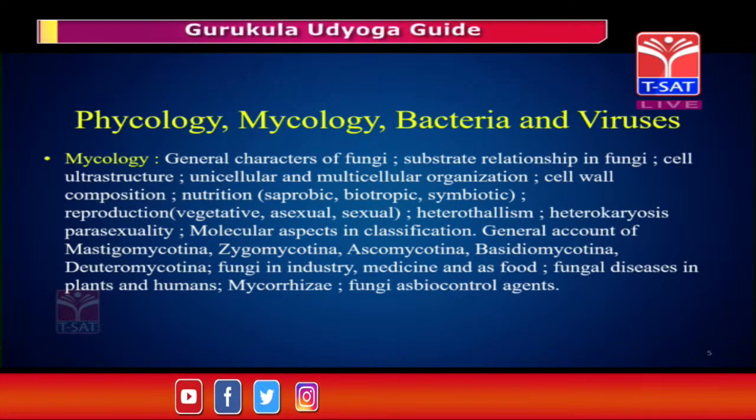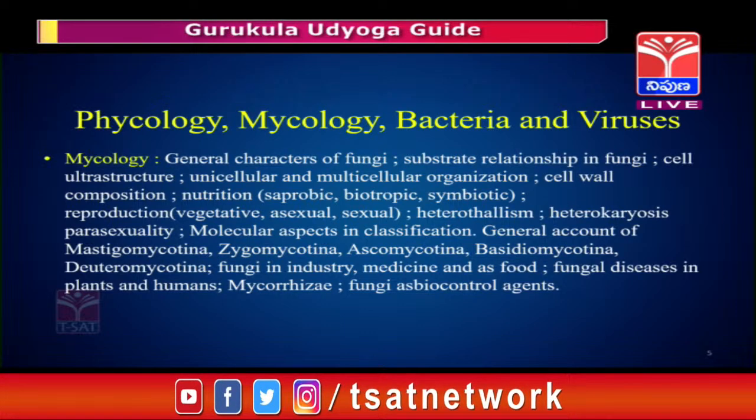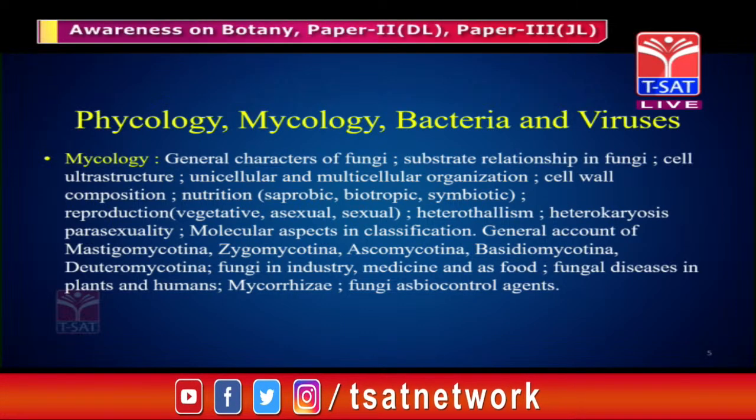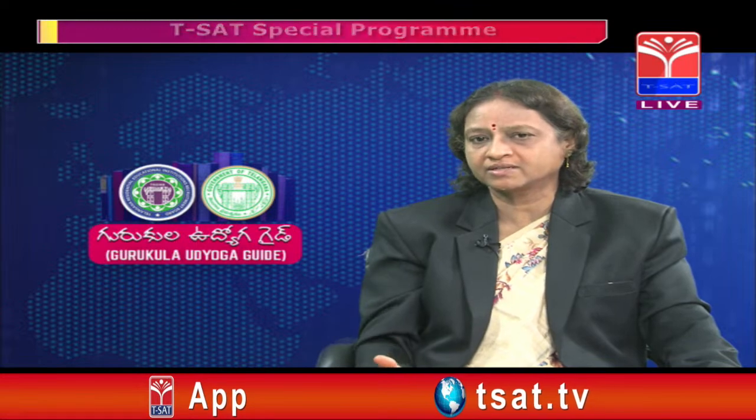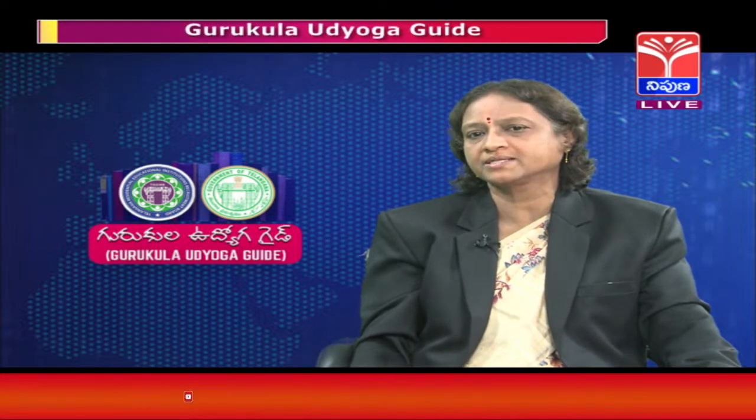Then what is the composition of the cell wall, then how is the nutrition. Now there are some terms given here. You see that there is new terminology which is being used here. Now there are terms called saprobic, biotrophic and symbiotic.